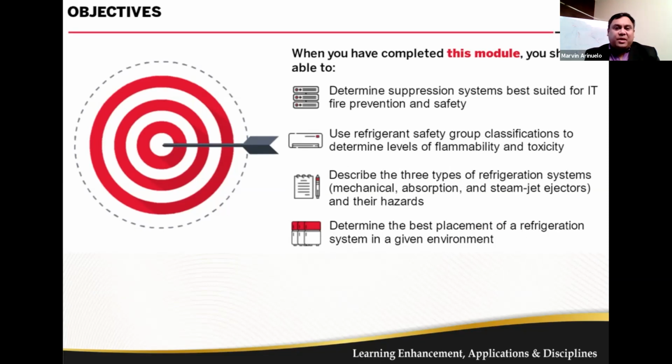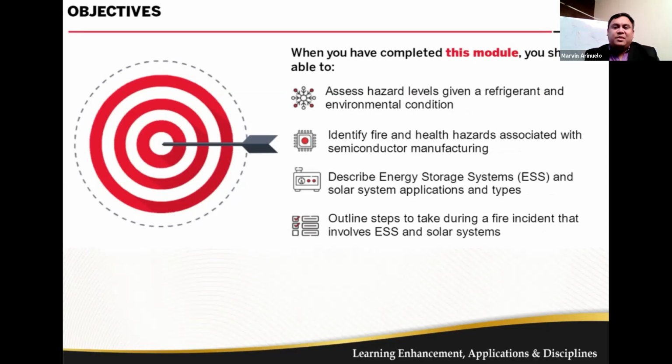You should also be able to determine the suppression system best suited for IT fire prevention and safety. Use refrigerant safety group classifications to determine level of flammability and toxicity. Describe the three types of refrigeration system: mechanical, absorption, and steam jet ejector, and their hazard. Determine the best placement of a refrigeration system in a given environment. And lastly, assess the hazard level in a given refrigerant and environmental condition.